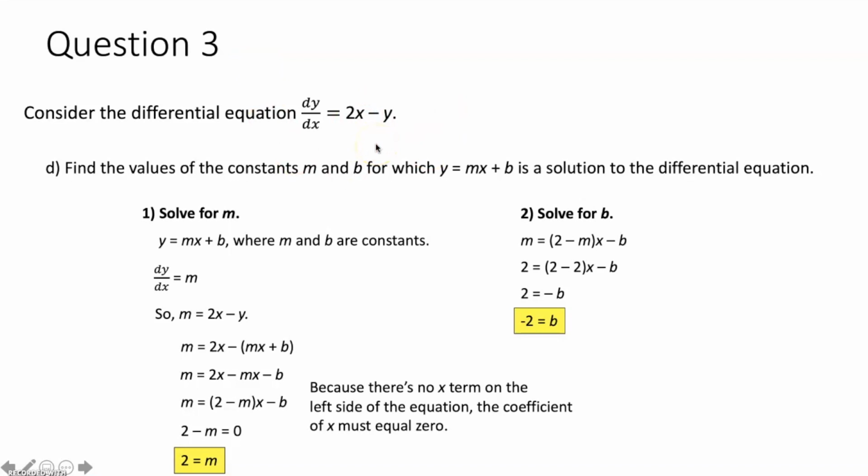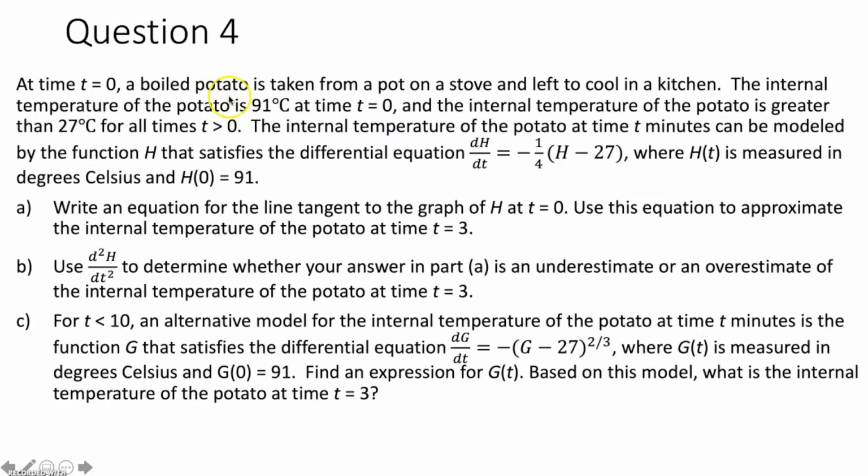differential equation. Now question 4 says that at time t equals 0, a boiled potato is taken from a pot on a stove and left to cool in a kitchen. The internal temperature of the potato is 91 degrees Celsius at time t equals 0, and the internal temperature of the potato is greater than 21 degrees Celsius for all times t greater than 0. The internal temperature of the potato at time t minutes can be modeled by the function h that satisfies the differential equation dh/dt is equal to negative 1/4 times the quantity h minus 27, where h of t is measured in degrees Celsius, and h of 0 is equal to 91.